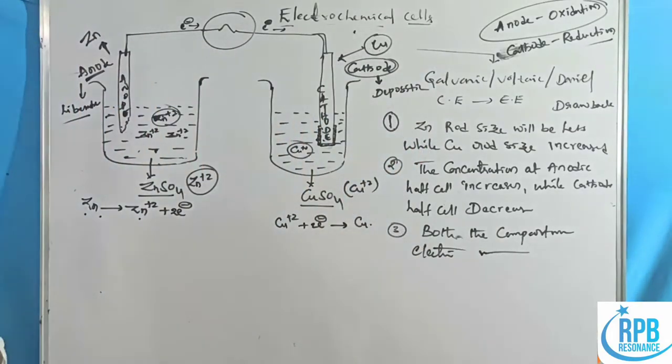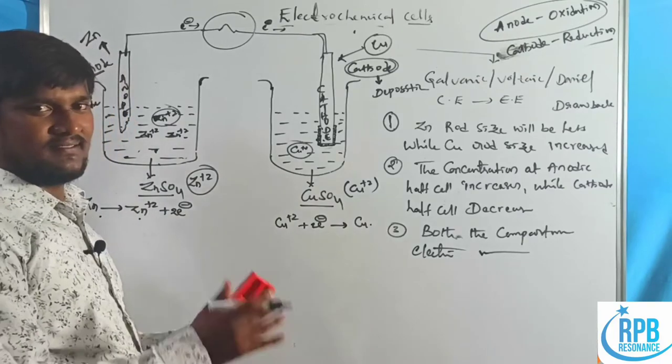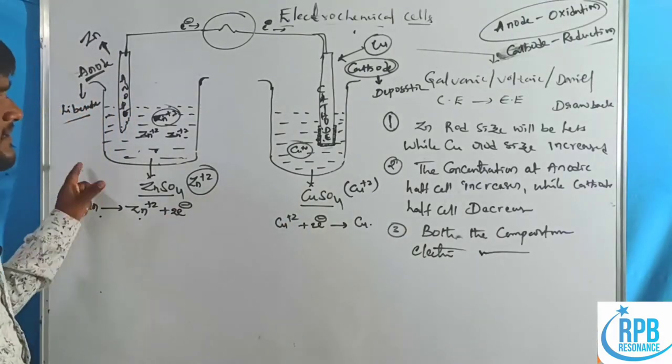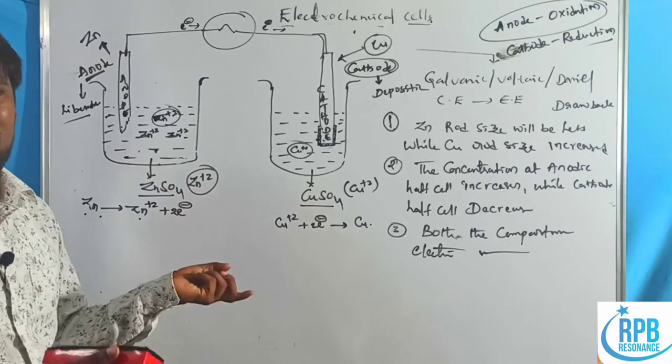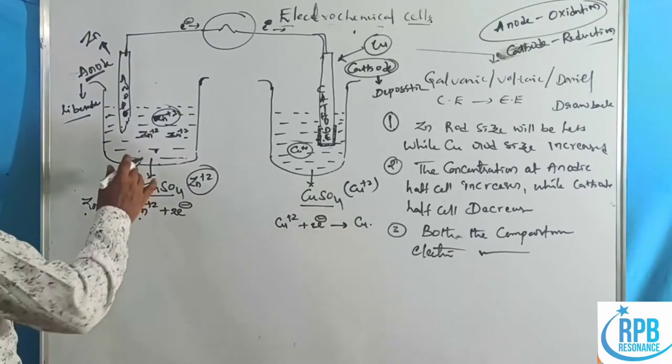That is the third observation. Now let us discuss these two cells. Here it is the complete electrochemical cell, that is nothing but a voltaic or galvanic cell. Now here it is the galvanic cell.